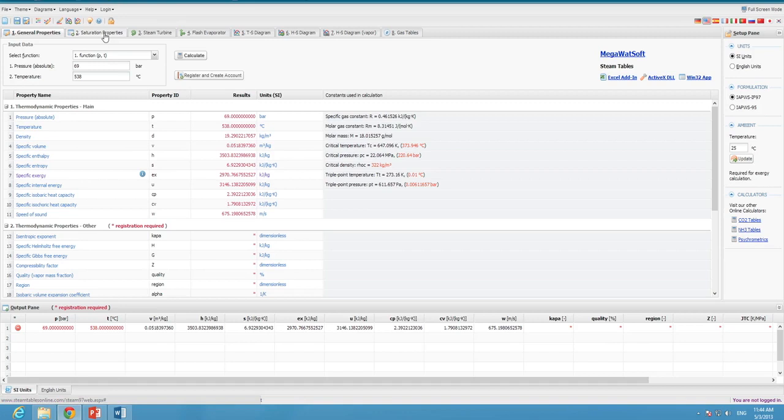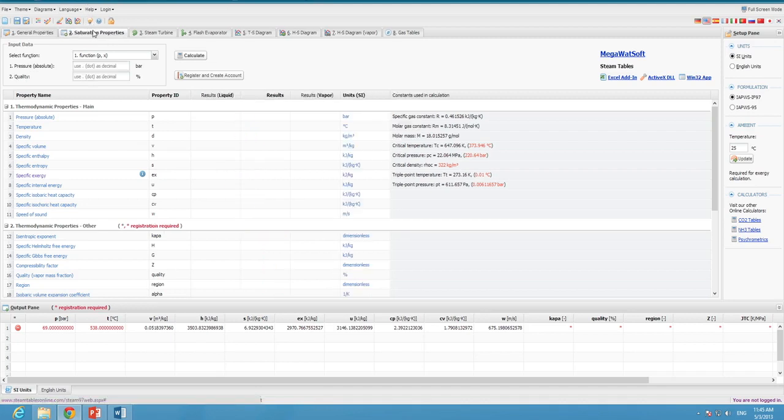Often you won't know whether or not you're in the saturation region. And so what you would do is you could determine that you're in the saturation region through the information that you have. So if you didn't have the quality, and let's say you put in two parameters here that put you in the dome, the calculator would say you're out of the range of the tables. Okay. So let's go to the saturation properties because we know that's where we are. Again, notice that we've now changed the input configuration here. Now we have pressure and quality.